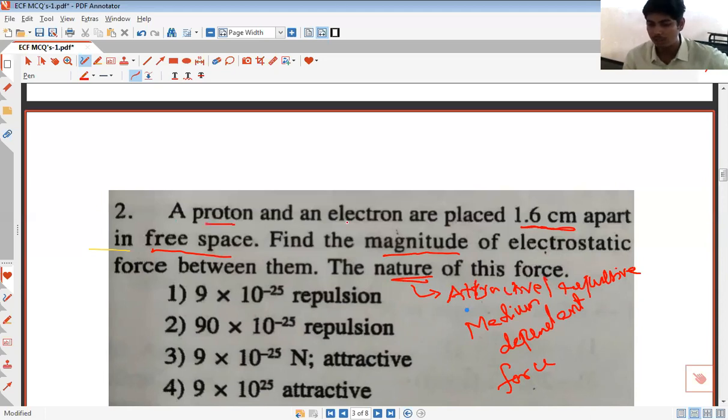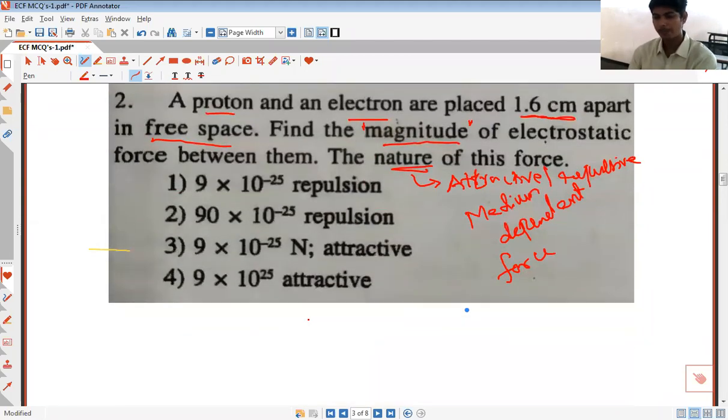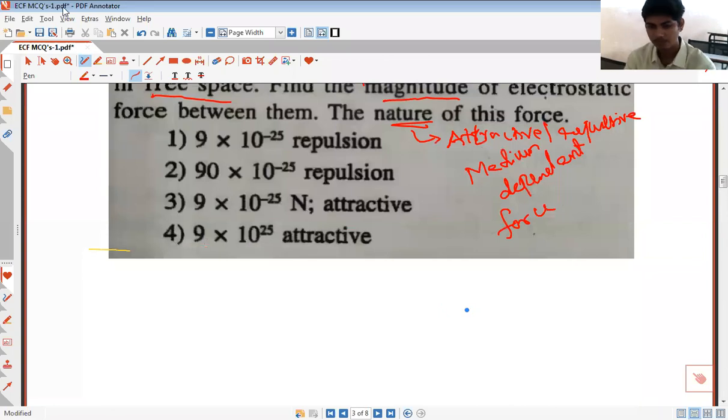Since it is said proton and electron, the nature of the force will be very clear to us now. What should be the nature of the force between a proton and an electron? Whether the force must be attractive or repulsive. Attractive, one point is clear. Also you need to find the magnitude of the force between them. We'll find the magnitude of the force between them. That's very good. Okay. Look here.